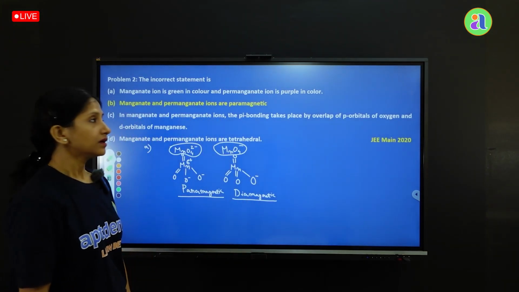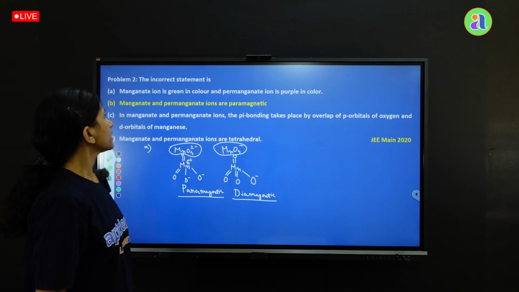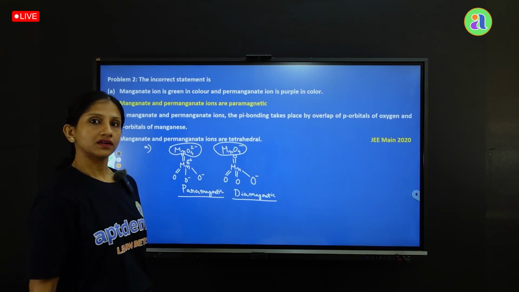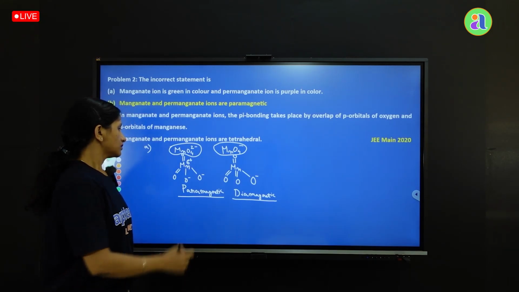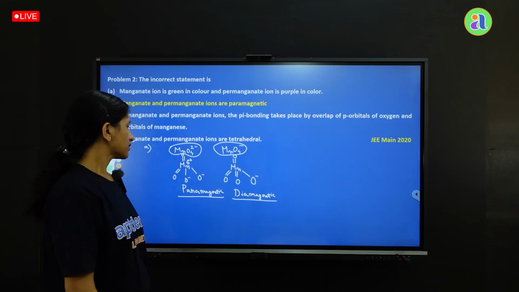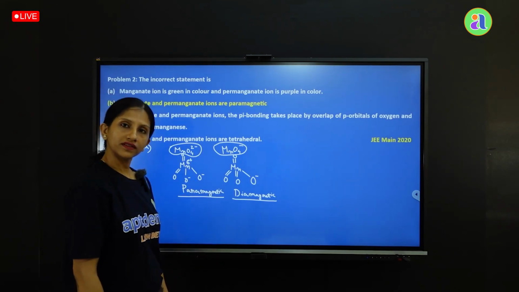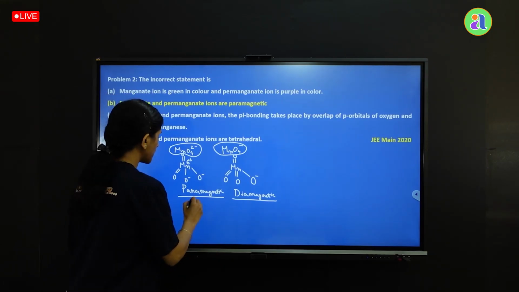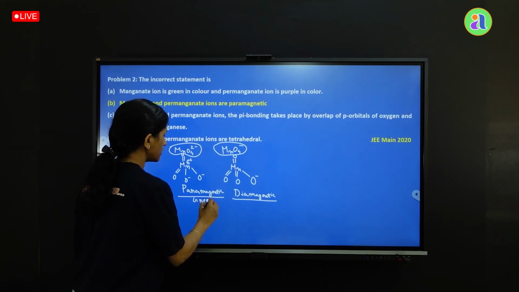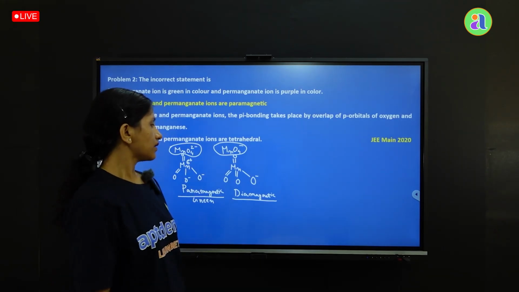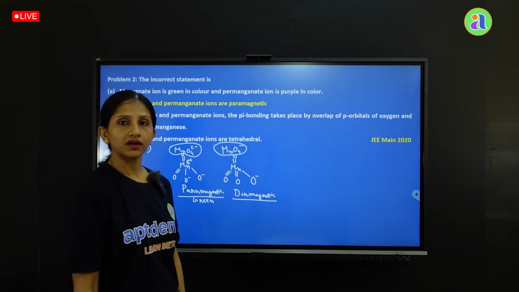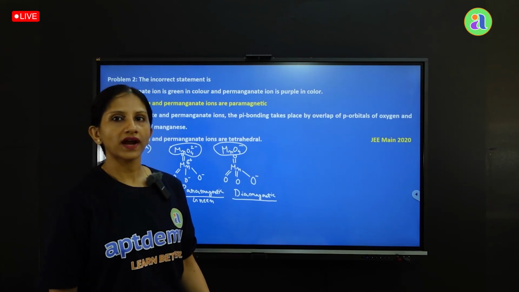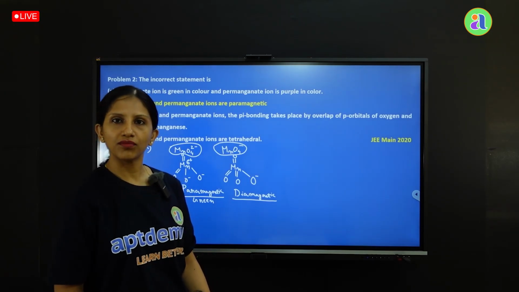Right? But statement A is saying manganate ion is green in color and permanganate ion is purple in color. Why are they both colored? Because we know that in manganate unpaired electrons are there, so it is quite obvious that it would show color. Obviously it is colored and it is showing you green color, right? But why is the permanganate ion showing you color? There is some different story behind it. So this color is due to the fact that there is charge transfer within the molecules.